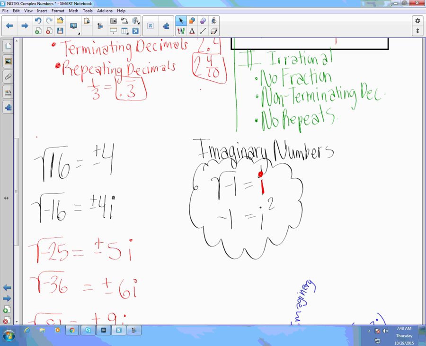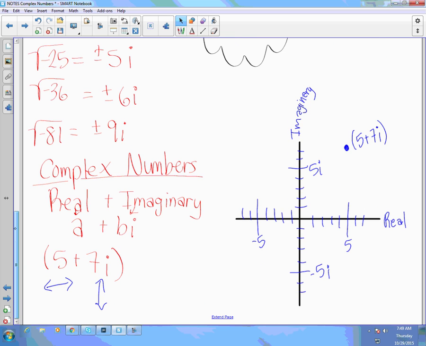The two things you have to memorize from imaginary numbers. The square root of -1 is i, right? That's what we see in imaginary numbers. We can't take the square root of a negative. And i squared is actually a real number, -1. And then we'll learn what a complex number was.